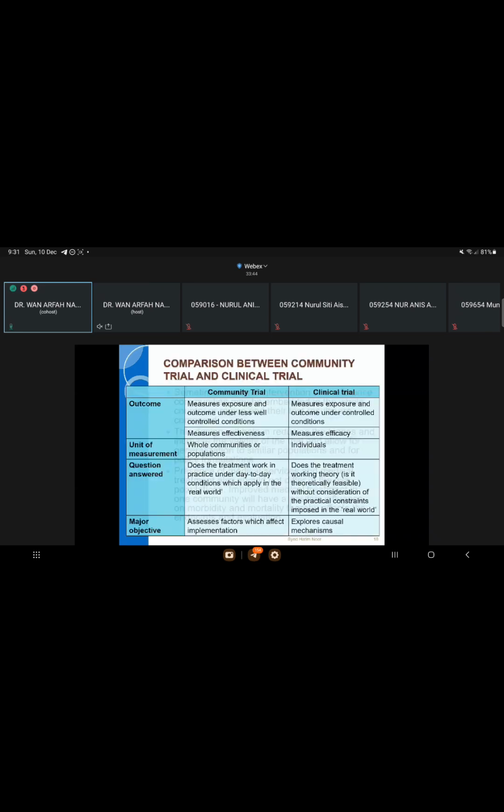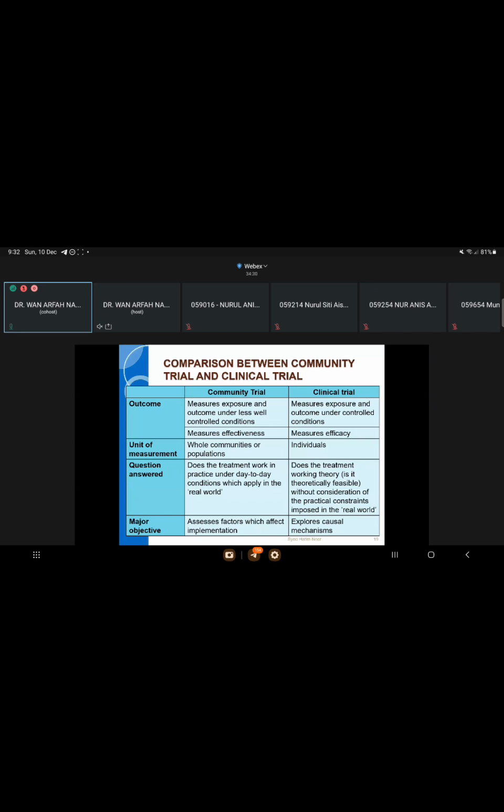All right. So these are the differences, the comparison between community trial and clinical trial. When we talk about community trial, you measure the exposure and outcome under less well controlled conditions, different from clinical trial. Clinical trial is quite controlled, right? You control the situation. It's quite strict. In community trial, we talk about measuring effectiveness. Clinical trial is about efficacy. Community trial involves whole communities or populations. That means a bigger group. But for clinical trial, we talk about individuals.